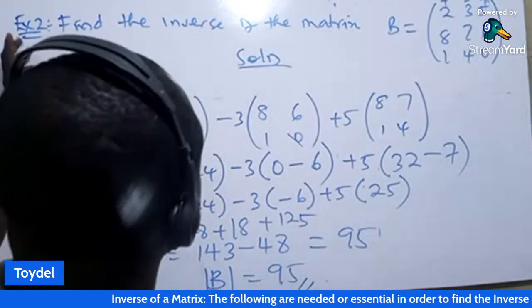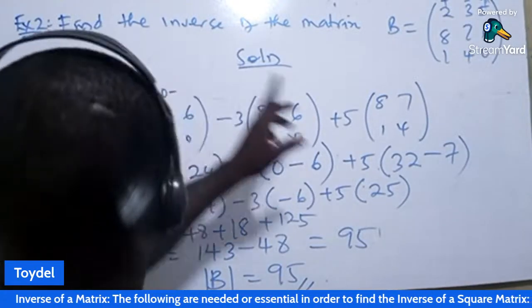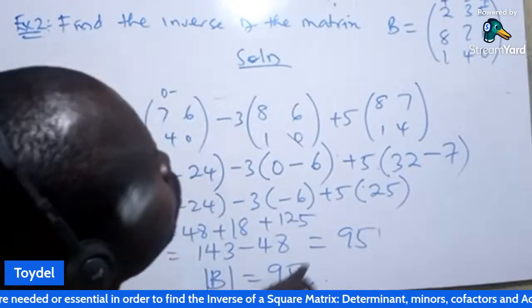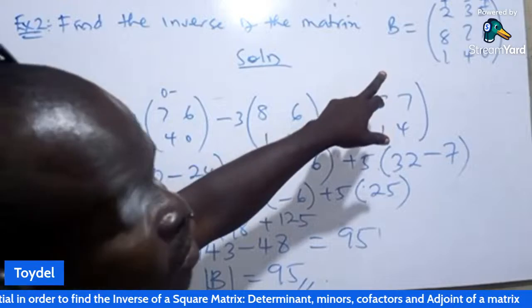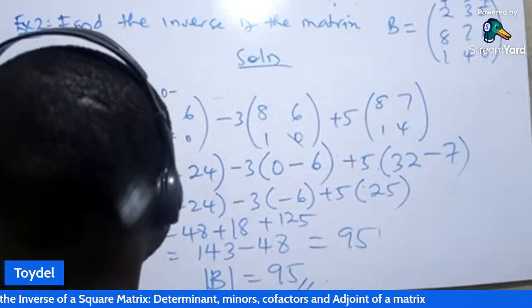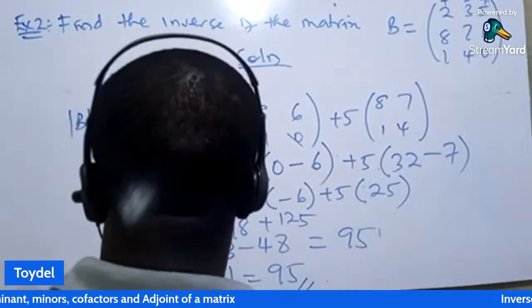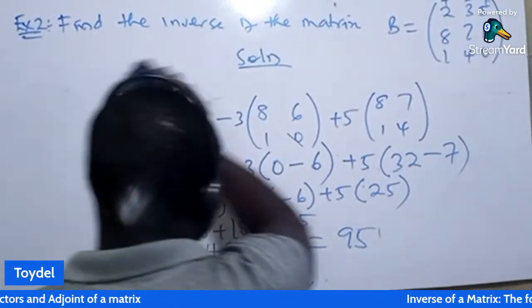So in this second example also, we found the determinant of B to be equal to 95, which is non-zero. So it shows that this matrix is a non-singular matrix and it has an inverse. So we'll go ahead and find the minors of B, which is the second step.